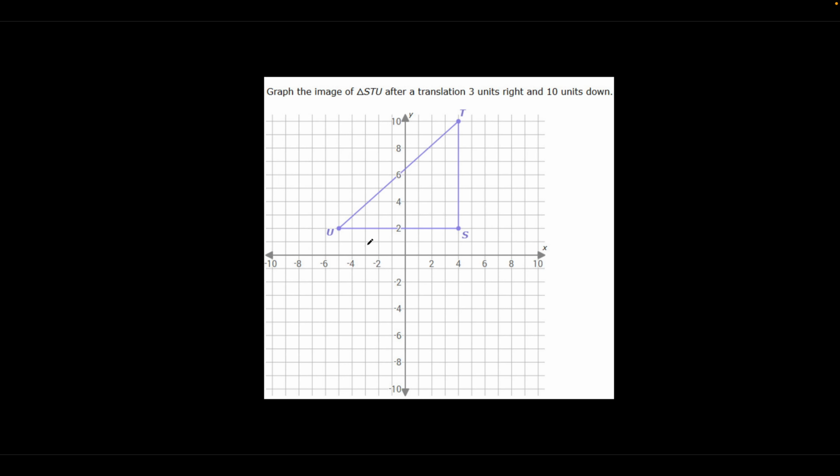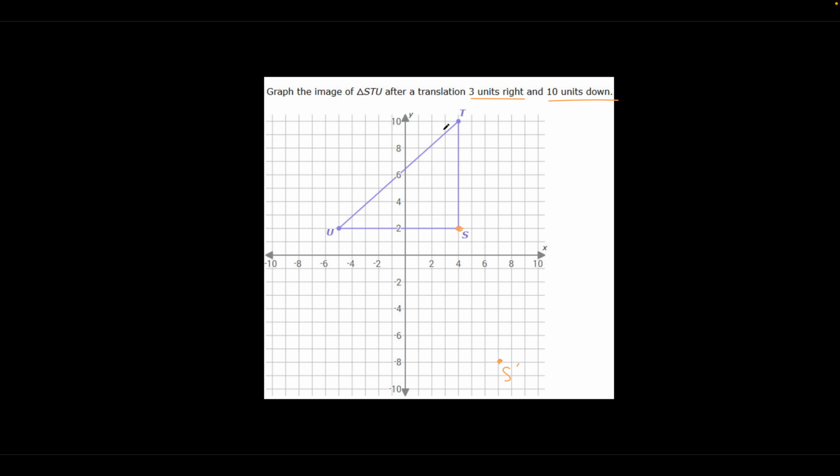Now, for this one, we have a whole triangle, but we're going to follow the same rules, okay? And we're just going to move each point one at a time. So let's start with S. If I take S, it says 3 units right, 10 units down. So 3 units right, 1, 2, 3, and 10 units down, 1, 2, 3, 4, 5, 6, 7, 8, 9, 10 would be right here. And we're going to call this S prime.